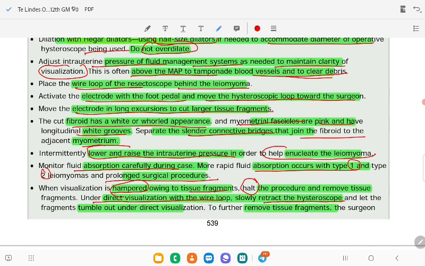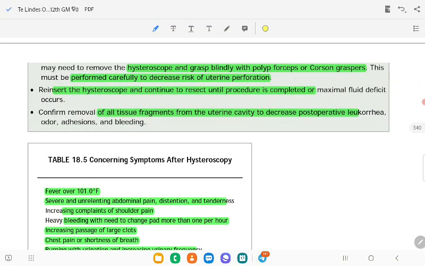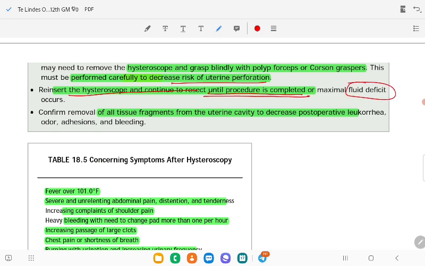Slowly retract the hysteroscope and let the fragments tumble out to further remove tissue. The surgeon may need to remove the hysteroscope and grasp blindly with polyp forceps or a Corson forceps grasper. This must be performed carefully to decrease the risk of uterine perforation. Reinsert the hysteroscope and continue to resect until the procedure is completed. The maximum fluid deficit should be calculated.